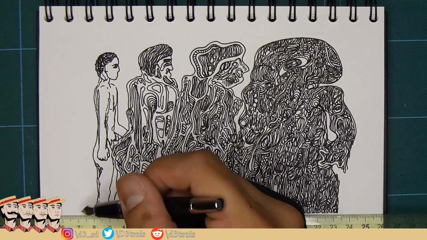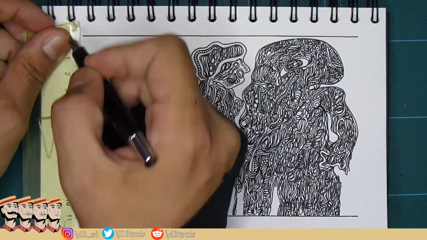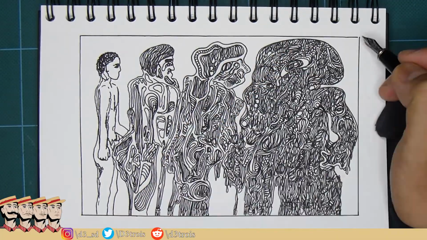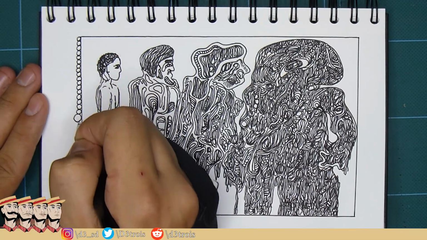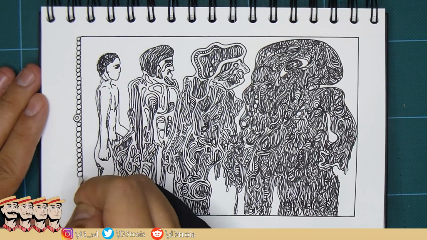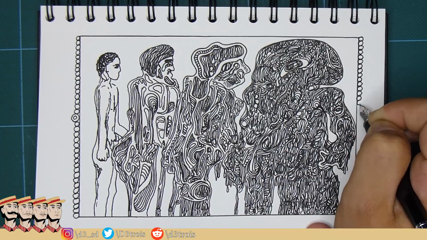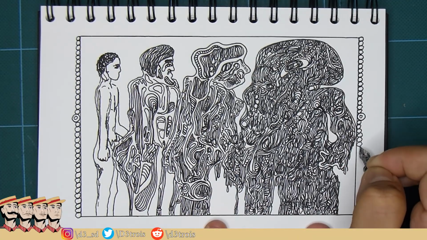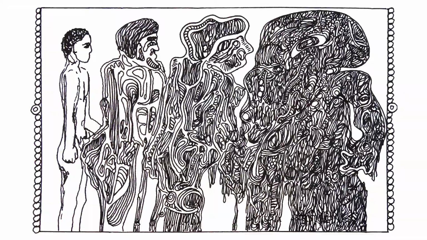To end the drawing, I felt like making a border around the characters, which I then do after realizing that the legs of the characters end closer and closer as I get to the right. So a few lines to rectify that, and then I can make a border with the ruler. And that, ladies and gentlemen, is what I think the humans are gonna evolve into in the future. Or in the past. I don't know how the arrow of time works in this situation.